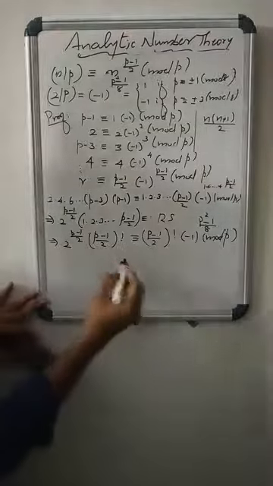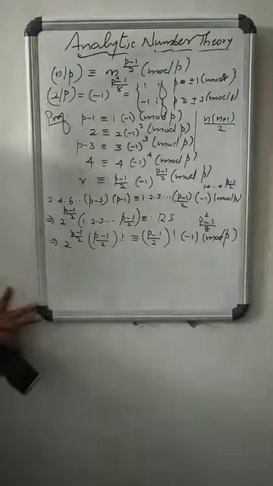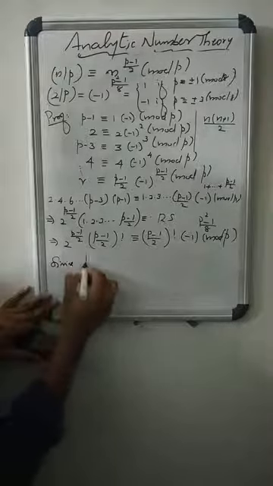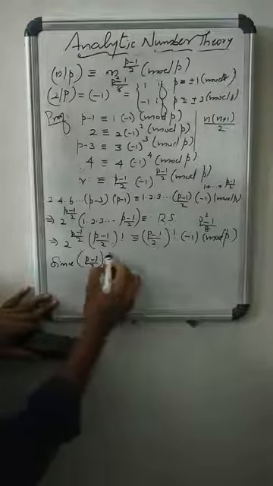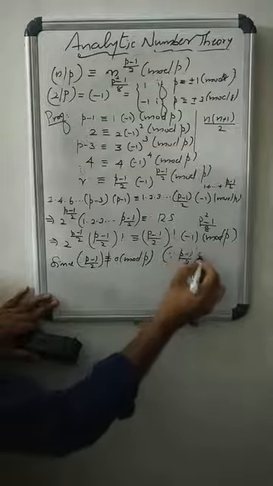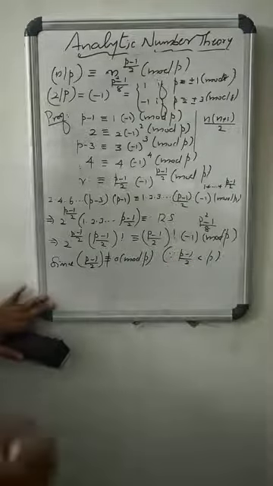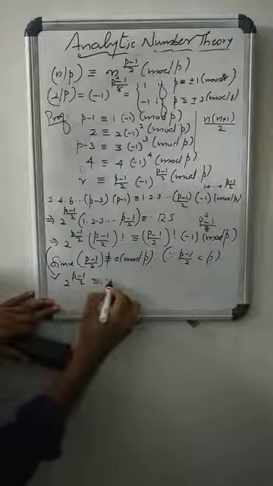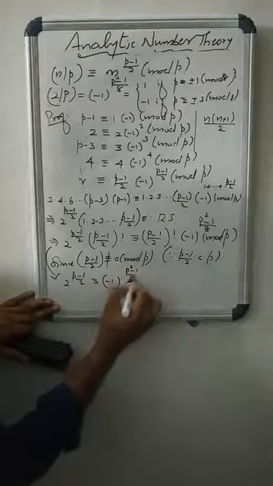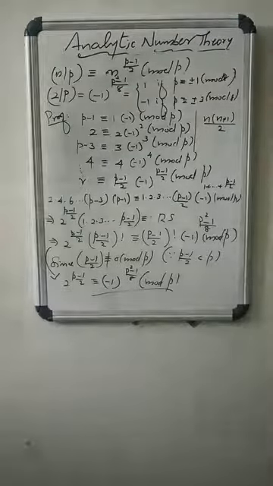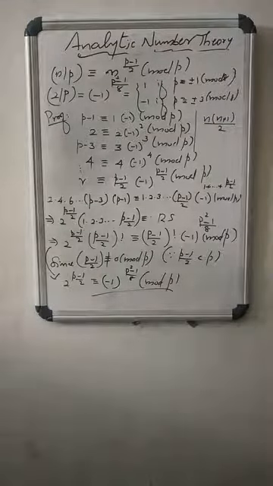Agreed. But ((p-1)/2)! is incongruent to 0 mod p. Why? Because (p-1)/2 is strictly less than p. So from here you can conclude that 2^((p-1)/2) is congruent to (-1)^((p^2-1)/8) mod p.